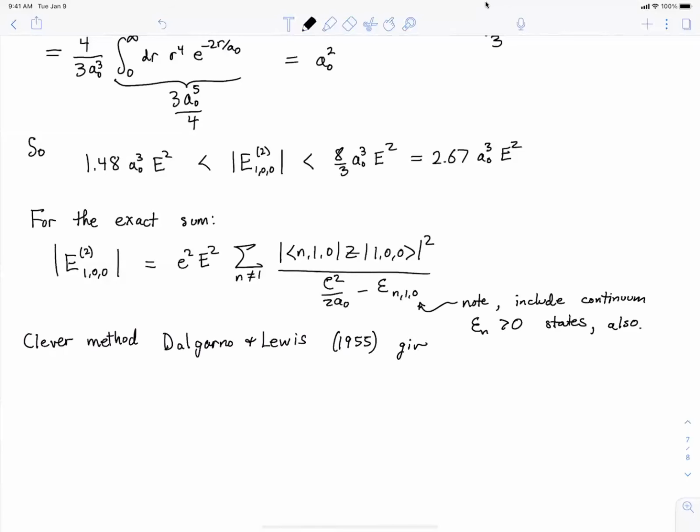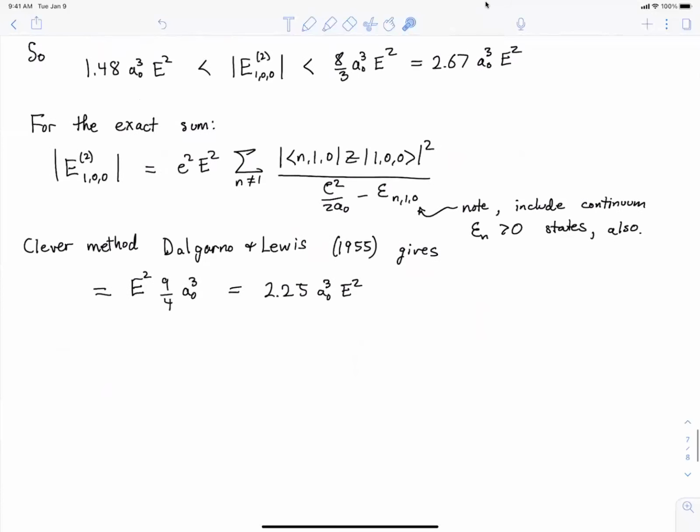And they showed that you can do this sum exactly, including the continuum states as well as the bound states, and get a remarkably simple answer. It turns out to be e squared times 9/4 times the Bohr radius cubed, which is about 2.25 Bohr radius cubed e squared. So sure enough, as promised, 2.25 is between 2.67 and 1.48. So that's true, that's good.